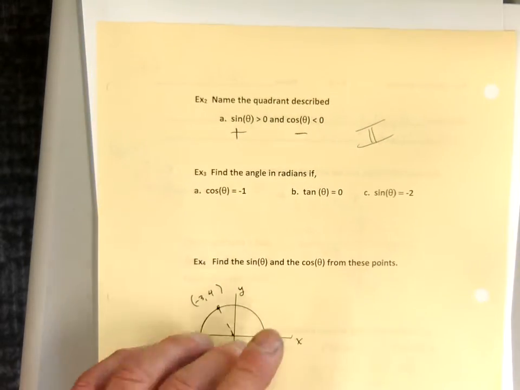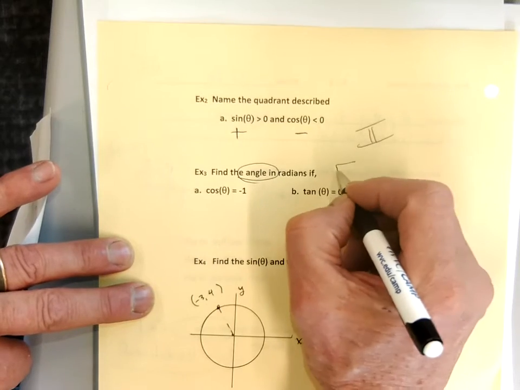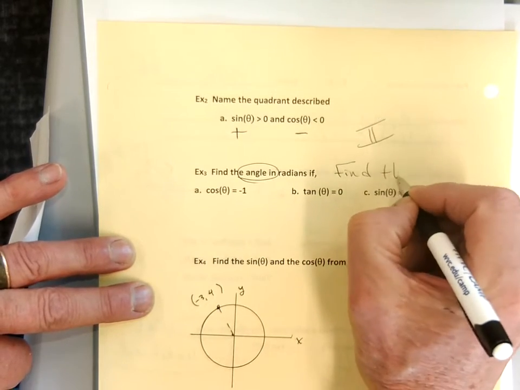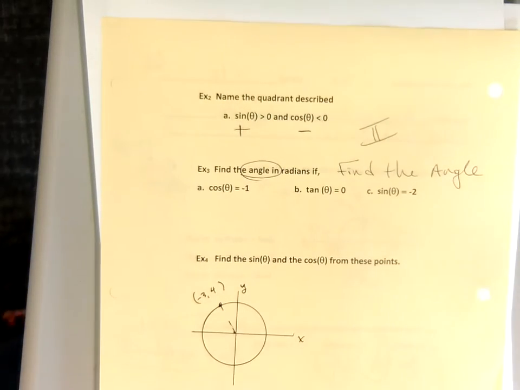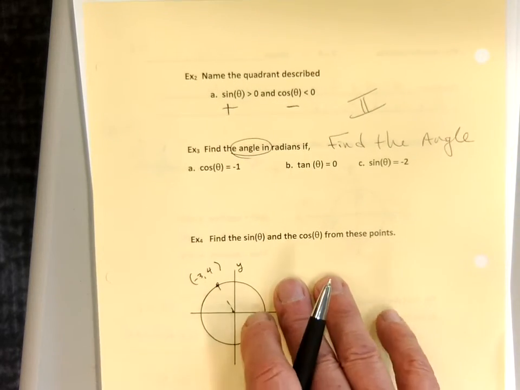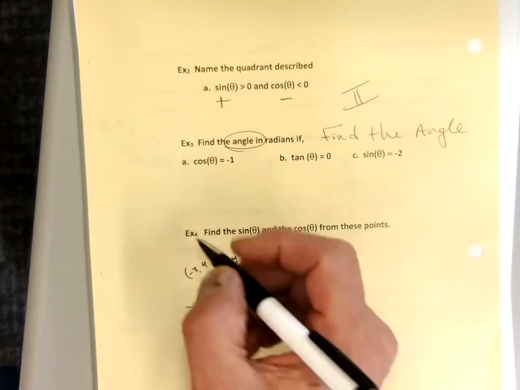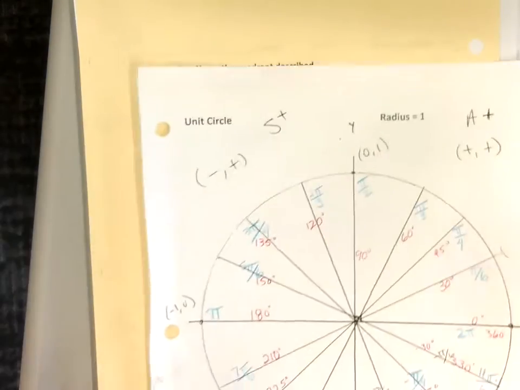Now, example 3 is to find the angle. We might find more than one angle, which is okay, but come Friday, we're going to talk about why there's 2 angles and how to get only one. But for right now, cosine. Cosine's an x value, right? So on my unit circle, can you find an x value of negative 1?